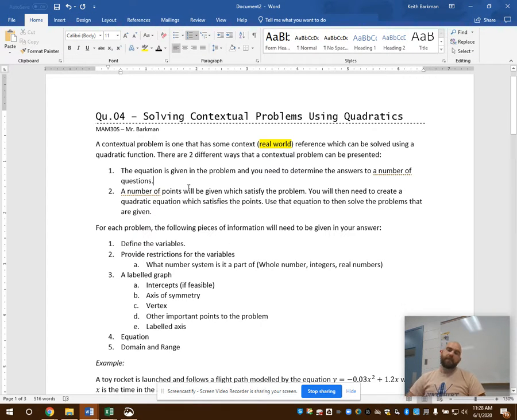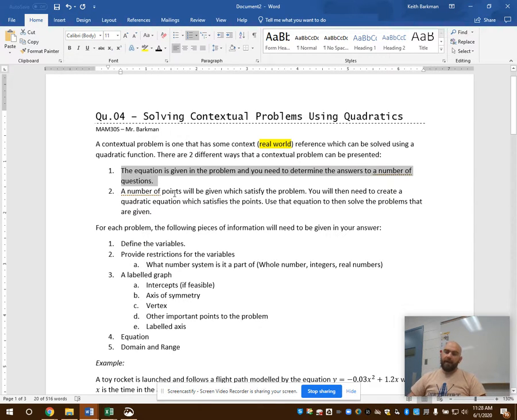So now there's a couple different ways that I might give you a question. The first one is that the equation is going to be given in the problem, and you're going to just need to determine what the answers are to a number of questions. Now, when we do that, we're still going to go through all the information, but that would be a simple way. I give you the equation, you come up with the answers, draw the graph, and so on and so forth.